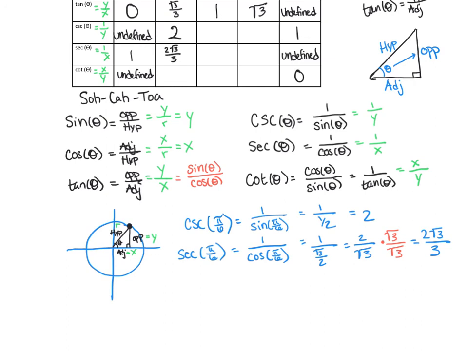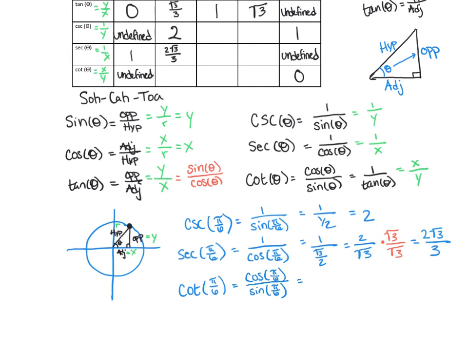Lastly, let's try cotangent of pi over 6. So I can turn this into something with tangent, but I'm going to turn this into cosine over sine. So that'll be cosine of pi over 6 over sine of pi over 6. This is kind of what we just did with tangent earlier.